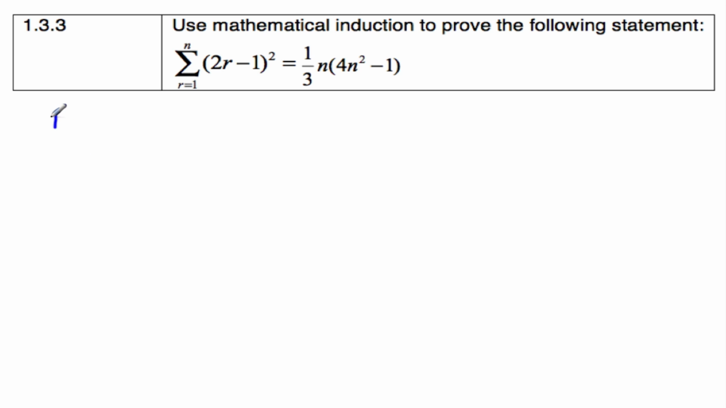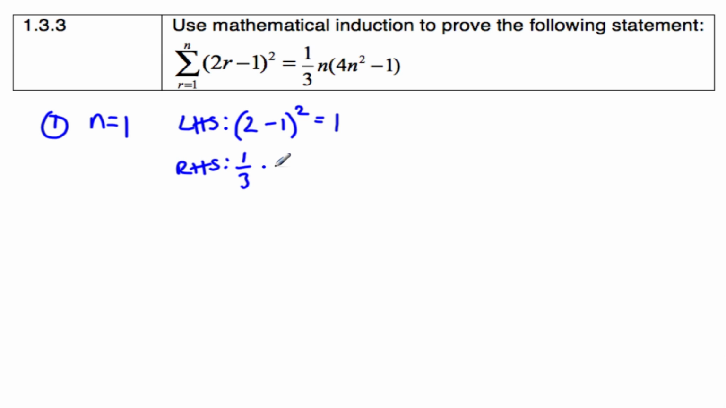Here's an induction problem 1.3.3. We'll start with n equals 1. And the left-hand side, we start with r equals 1. We'll just plug in 1 here. We have 2 times 1 is 2 minus 1 squared. So that's 1 squared, which is 1. And the right-hand side, we have 1/3 times 1 and 4 times 1 minus 1, which is 1/3 times 3, which is also 1.